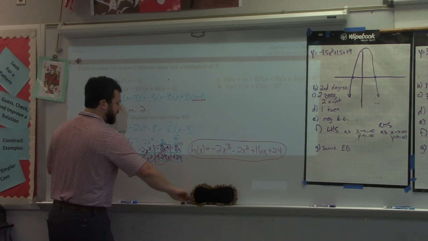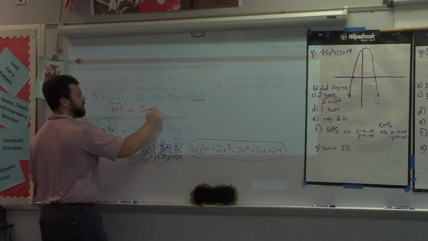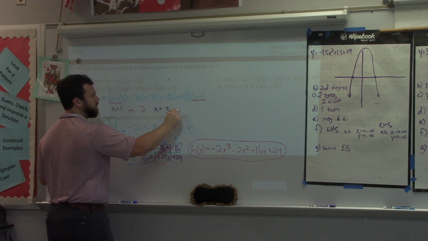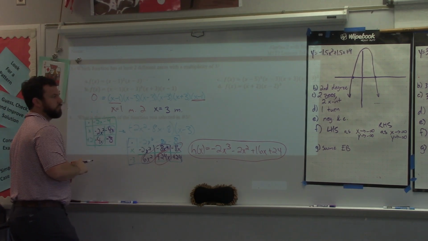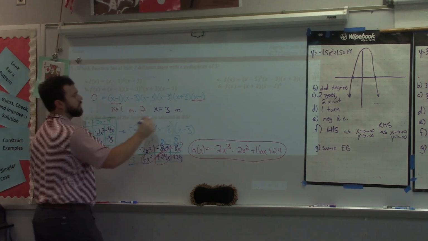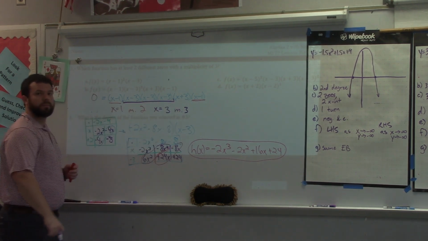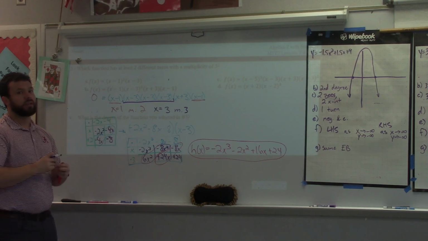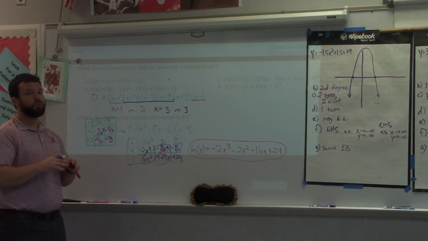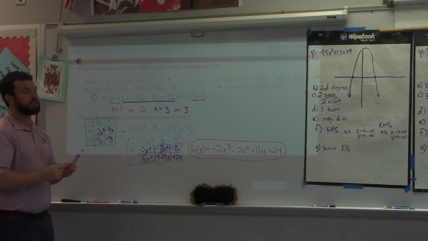What's another 0 in this one? X plus 3. X equals a positive 3 with what multiplicity? 1. With a multiplicity of 3. Wait, what would it be? Because remember, this is why I actually use the zero product property to make sure I don't make a mistake.